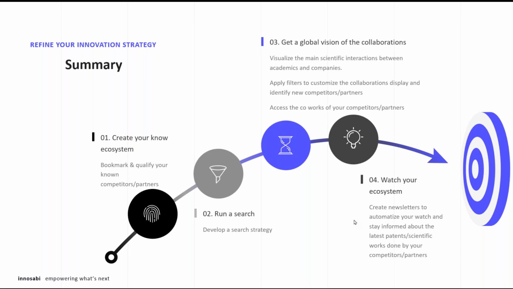We created our own ecosystem, we bookmarked our competitors and partners, we developed a search strategy, we entered keywords corresponding to a topic. We accessed a global view of networks between companies, universities, et cetera. We navigated within the network to understand who's working with whom. We've seen how to use filters to study the network of our competitors or partners. And then we dove into the details of the network and we had access to those co-publications. And then we saw how to stay up to date on your ecosystem.